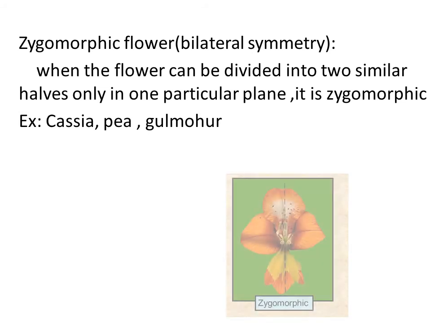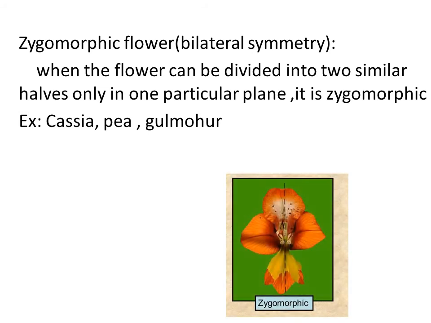So this is the diagram showing the zygomorphic symmetry. You can observe in the diagram that only through one particular plane can we divide the flower into exactly two similar halves.